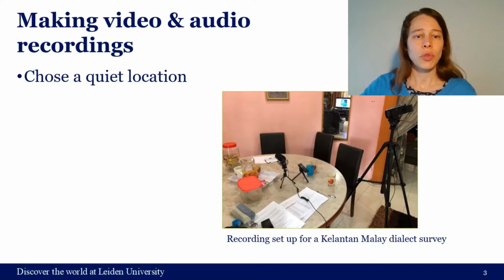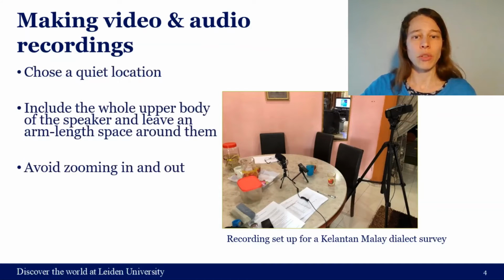Avoid zooming in and zooming out during the recording or moving the camera around. Otherwise, you might miss to record important gestures or facial expressions.